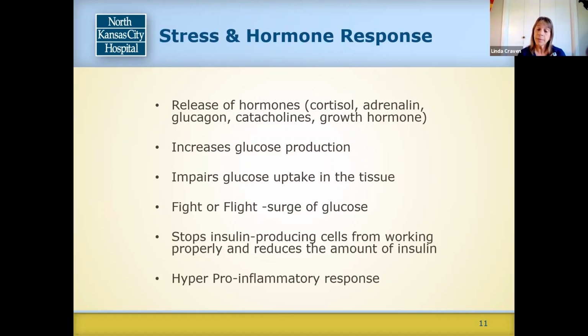It also gives us this surge of glucose. Our body does that when we have sudden stress or even long-term stress. And it puts us in a fight or flight mode. So for example, if you're driving down the road, moving along, and suddenly a child or an animal or something runs out in front of you, you slam on the brakes and you put your hand to your chest and you go, ah.